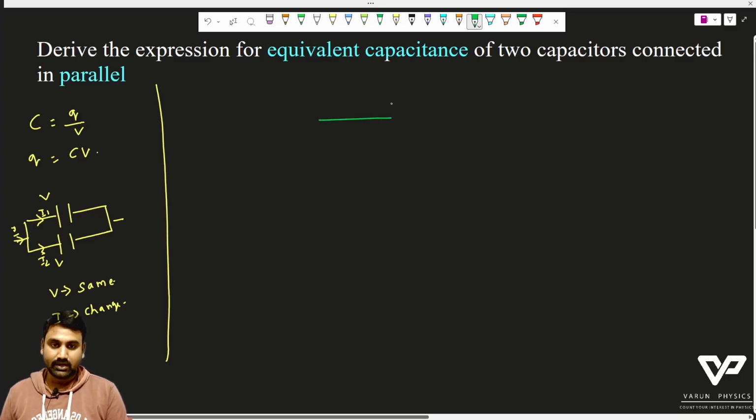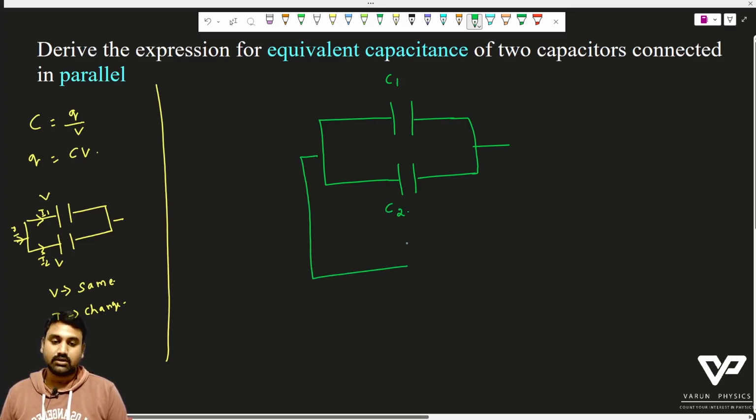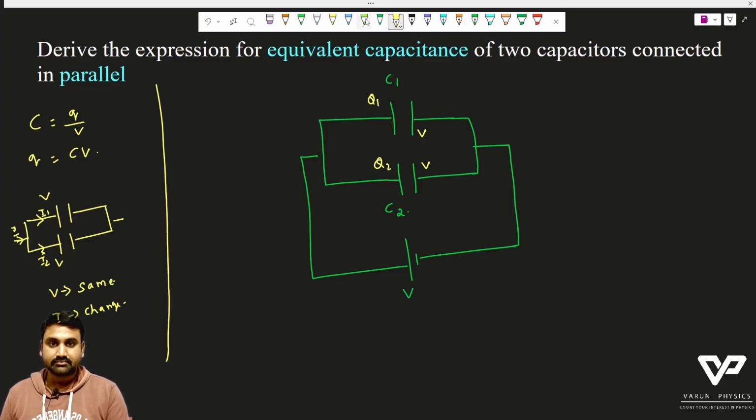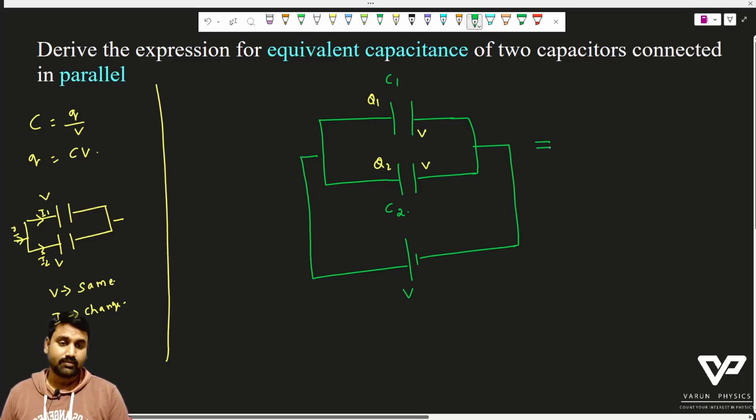We'll consider two capacitors of capacitance C1 and capacitance C2. And both are connected to a cell or a battery, whatever you take, to a potential difference of V. So now what happens here is, this has a potential V and this capacitor also has a potential V. But if this has a Q1 charge, this will have a Q2 charge. Both are different.